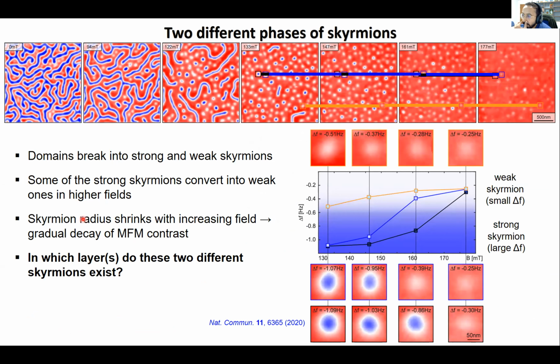Now, these are processed MFM images. We have just taken one sample for a demonstration, and if we look from the left hand side and go on to the right hand side, the field is increasing from 0 millitesla, 94 millitesla, 133, 140, 147, all the way till 177 millitesla. So you can see that we start with these striped domains, and somewhere in the middle, we have both the very bright and the less bright chiral structures.